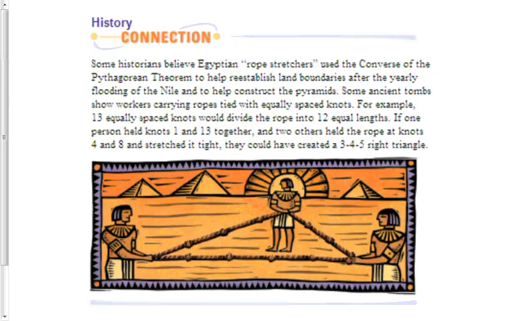Here is a brief history. In Egypt, they had rope stretchers. After flooding of the Nile, they'd go back out and they'd try to use these ropes with 13 knots on them, and it divided them into 12 equal parts.